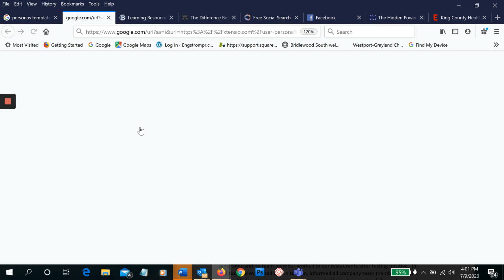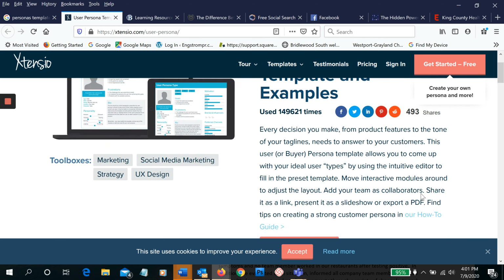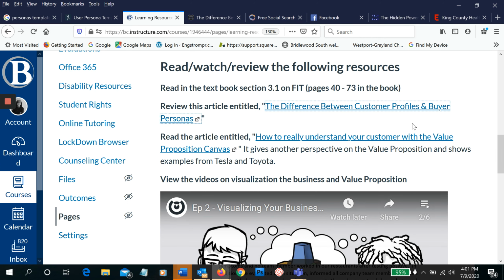So there are places you can go for templates that will help you pull together a persona and get them for free. But I think the number one thing I really want you to do is just understand that as you're looking at your customer profiles, start envisioning who they are. It's never going to be one. Nobody has one customer. Every customer has some different values.